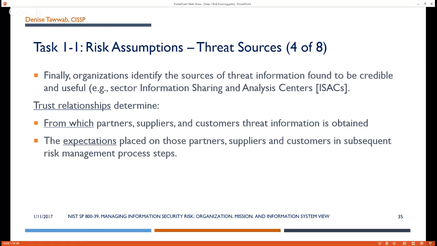Finally, identify the sources of threat information found to be credible and useful. For example, sector information sharing and analysis centers, ISACs. Trust relationships will determine from which partners, suppliers, and customers threat information is obtained, and they will determine the expectations placed on those partners, suppliers, and customers in subsequent steps in the risk management process.